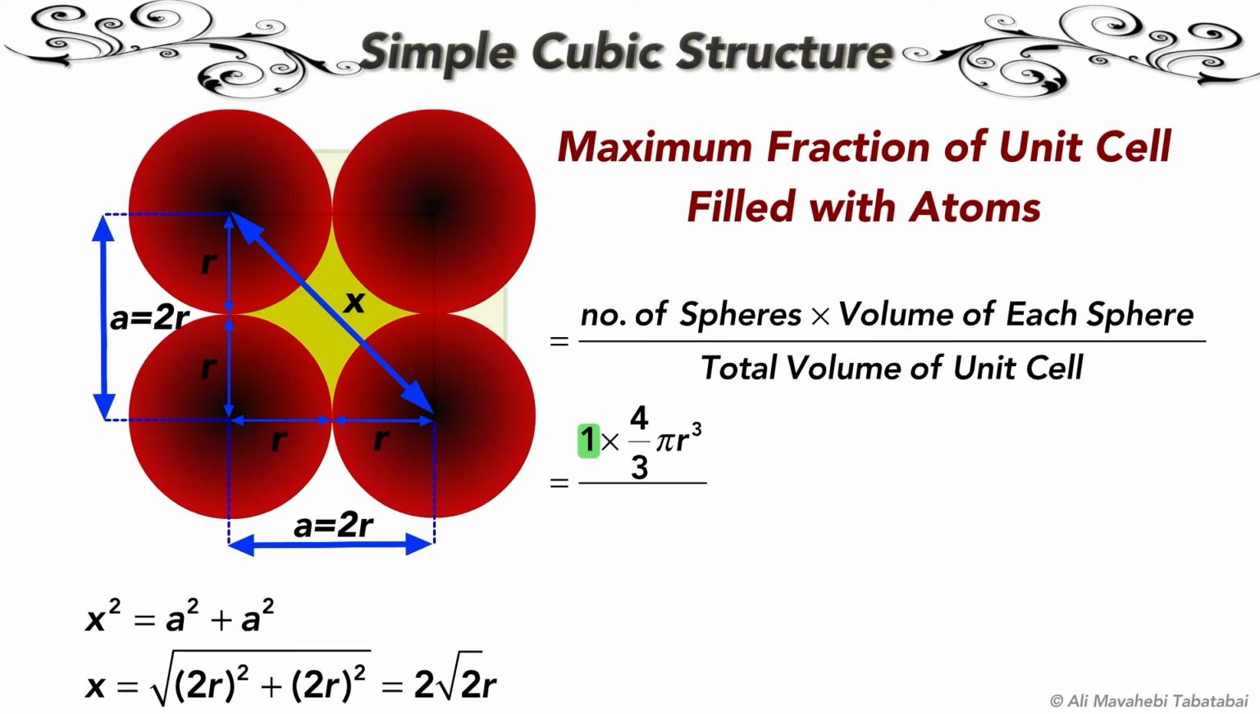The denominator of the fraction is the volume of the unit cell, which is a cube. The volume of the cube is one of its sides to the power 3. So it would be a to the power 3, and from the left-hand side picture, you see that a equals 2 times r. So the unit cell volume would be (2r) to the power 3. If I simplify this fraction, I will get the result of pi divided by 6.